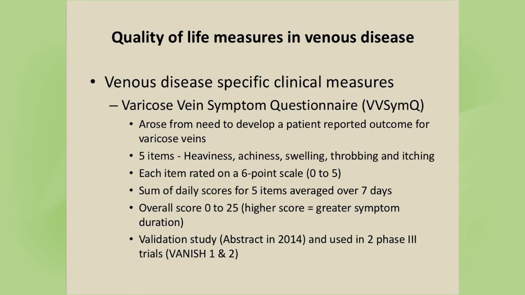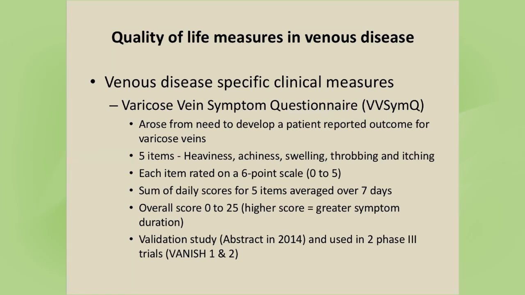The Varicose Vein Symptom Questionnaire, it arose from the need to develop a patient-reported outcome for varicose veins. It uses 5 items: heaviness, achiness, swelling, throbbing, itching. Each item is rated on a 6-point scale, 0 to 5. Sum of daily scores for 5 items is averaged over 7 days, and you get an overall score somewhere between 0 and 25. Higher the score, greater the symptom duration.